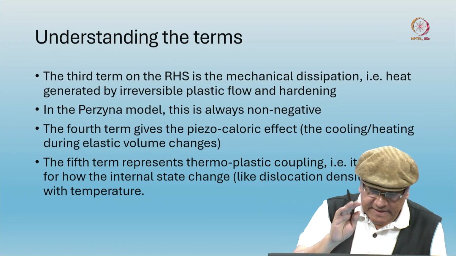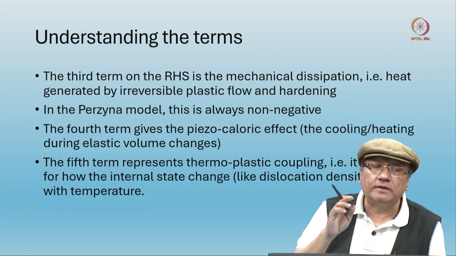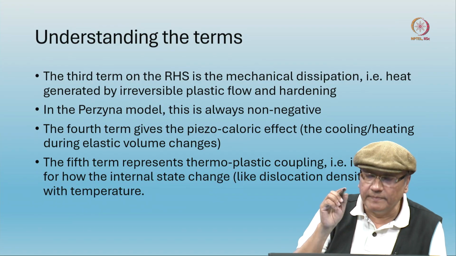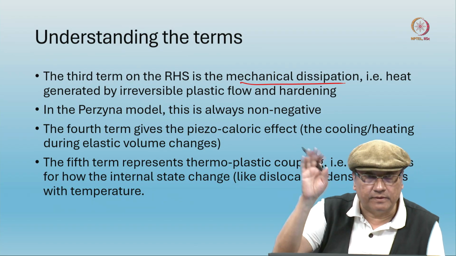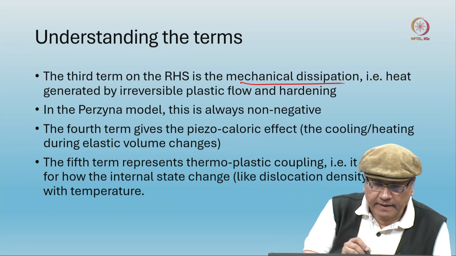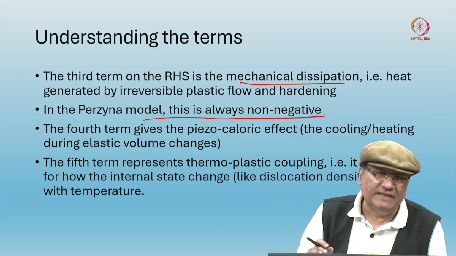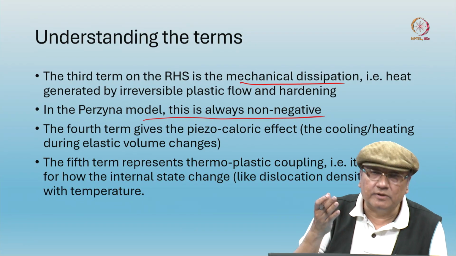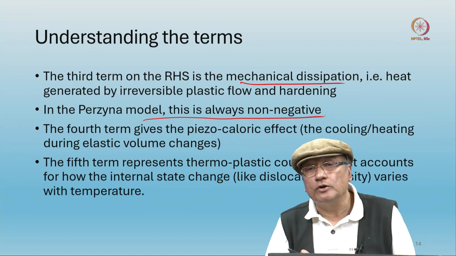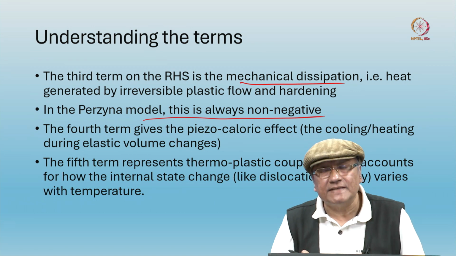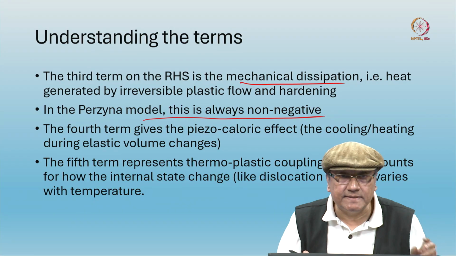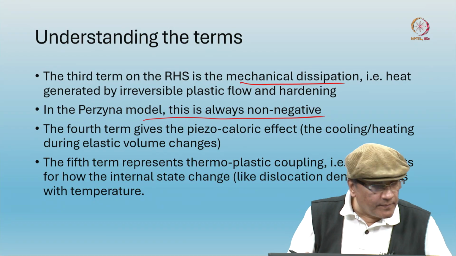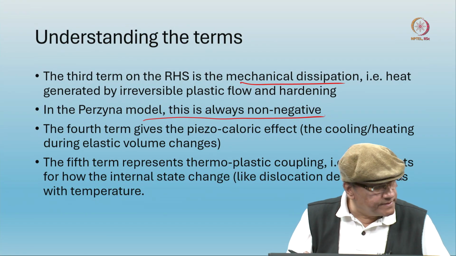So, this is a very important thing. X alpha dot is your mechanical dissipation, the total plastic work, let us say. In the Perzyna model, in fact in most models, it is always non-negative. Plastic work must be non-negative. It can be 0 if there is no plasticity. Let us talk about the fourth term.